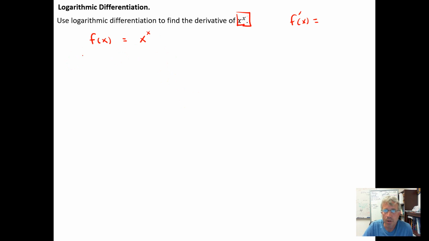And the idea is one that we've been using. What we're going to do is take the natural log of both sides of our equation, and we're doing this because the variable's in the exponent position, and what we want to be able to do is get the variable out of the exponent position. And logarithms in general are tools that we have that can do that.